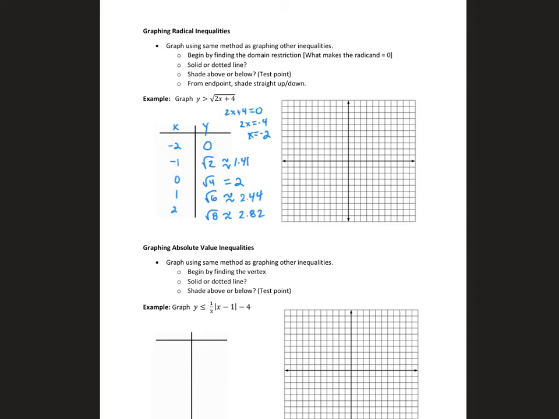Let's go ahead and plot these points. So we've got negative 2, 0. Negative 1, 1.41. And I'm just approximating these values. 0, 2. 1, 2.44. And then 2, 2.82. And you can see here that I have a radical that's starting at this endpoint at negative 2, 0, and it's continuing on forever in one direction, in this case to the right. And remember, we said this should be dotted because this inequality is just greater than.